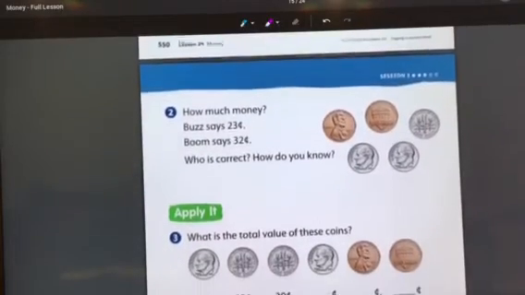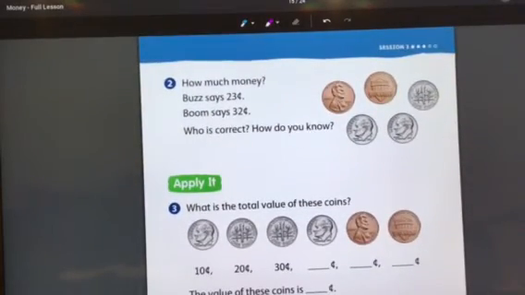Okay, number 2. So we're going over to the other page. How much money? Buzz says 23 cents. Boom says 32 cents. Who is correct? How do you know? Okay, when we look at our group of coins, we have 2 pennies and we have 3 dimes. Are you ever going to start counting by pennies when you have other coins? I hope your answer was no.